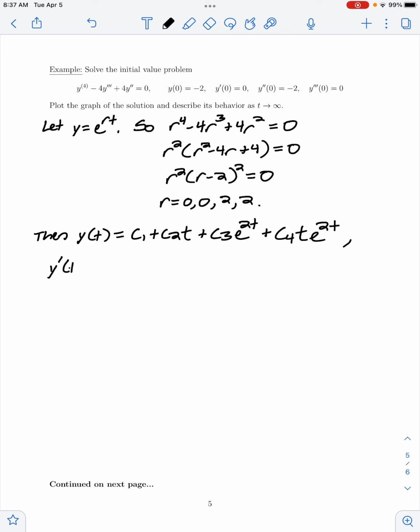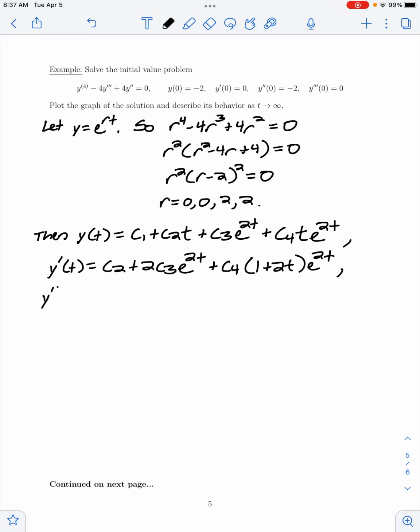So here our first derivative, y prime, would be given by c2 plus 2c3 e to the 2t plus c4 times, by the product and chain rules, we would have 1 e to the 2t plus 2 times t e to the 2t, or factoring out an e to the 2t, we have the following.